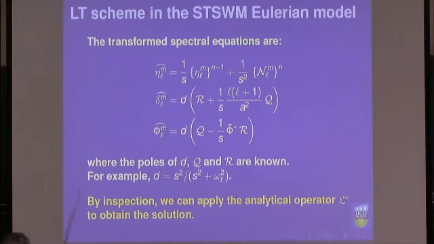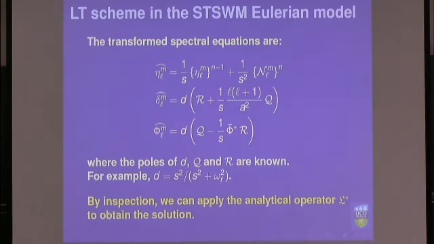So let's see what it looks like for an actual model. This is the STSWM model. I've finally learned how to pronounce that: Spectral Transform Shallow Water Model, which is an NCAR model. And then this is the absolute vorticity, divergence, and geopotential. These are spectral coefficients, and the hat means I'm in the Laplace transform domain. So I have the transform of each coefficient for all three variables.